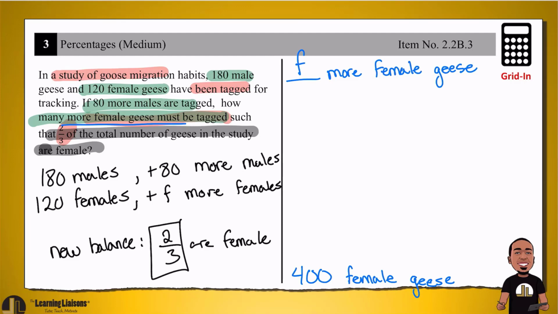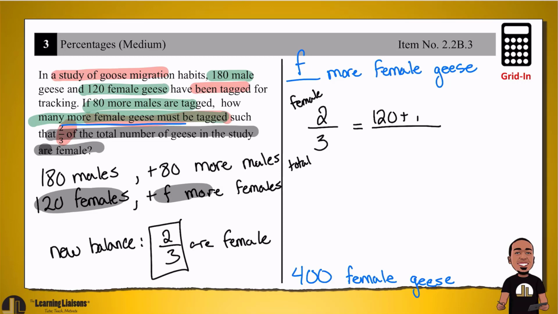So that means that 2/3, again, females is the 2, and the 3 is the total. So 2 out of every 3 are female. So how does that translate to the other side of this equation? Well, guys, this is a proportion. To complete this problem, we have to see how many are going to be female and how many total we have. Well, we have 120 females plus F more. So whatever amount we're adding to the 120, that's going to be the total number of females.